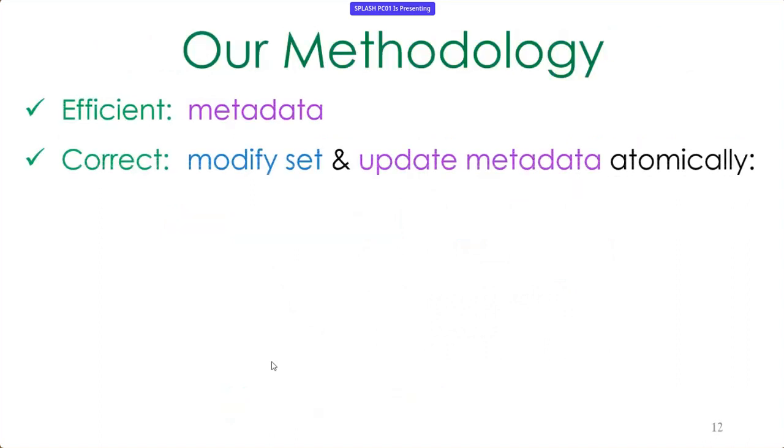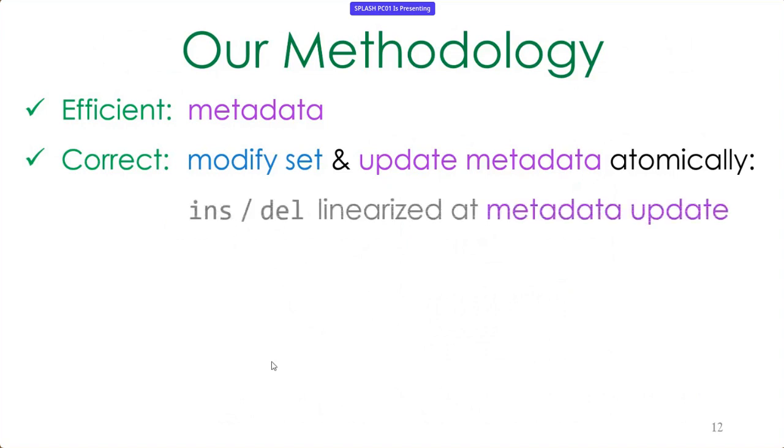And this is what we do in our solution. So in our solution, we hold metadata in order to be able to compute the size efficiently without traversing the whole set. And we also maintain correctness by modifying the set and updating the metadata atomically. And the way we do it is by having the insert and delete operations delay the linearization point to the metadata update. What I mean by this is that the insert and delete are considered as applied to the set, not when they modify the set, but rather only later when they update the metadata.